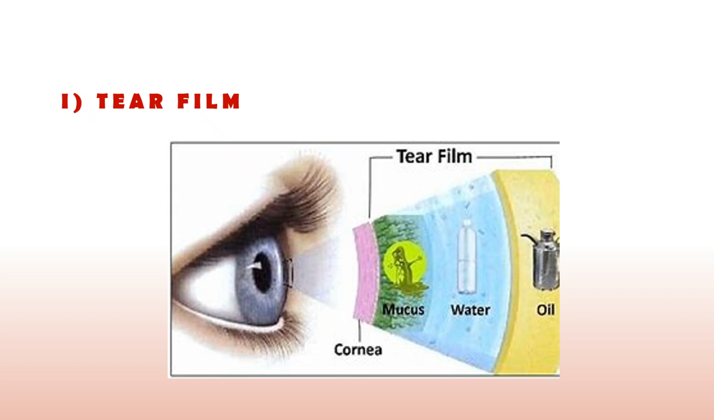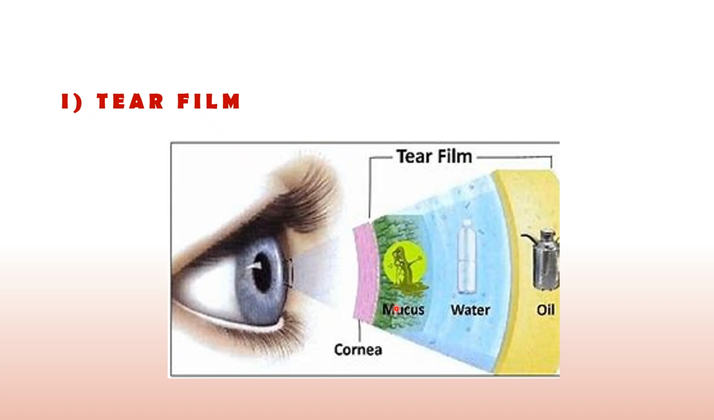Okay, it is constantly replenished. So this tear film is located on the cornea. Its role is to maintain the layer of fluid on the eye, so it prevents drying out of the eye. So this is the tear film.